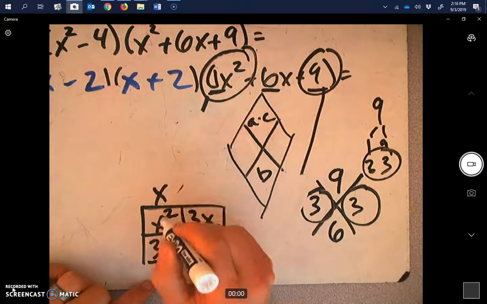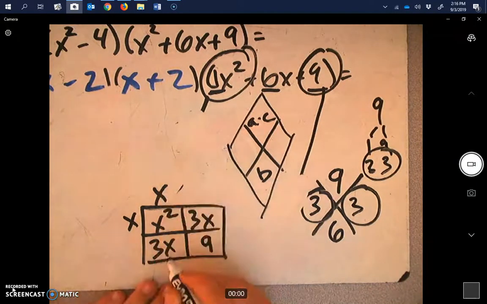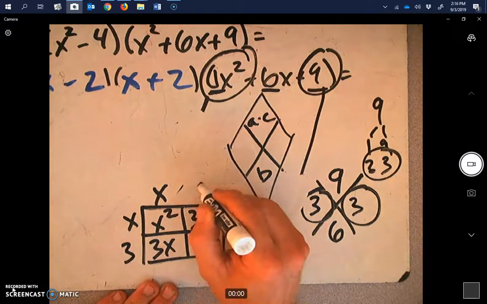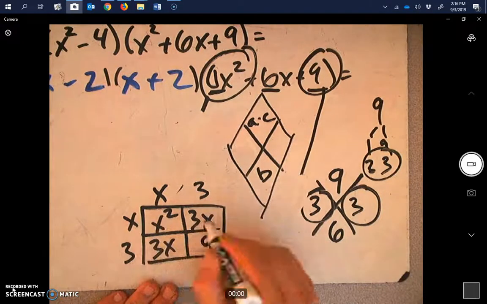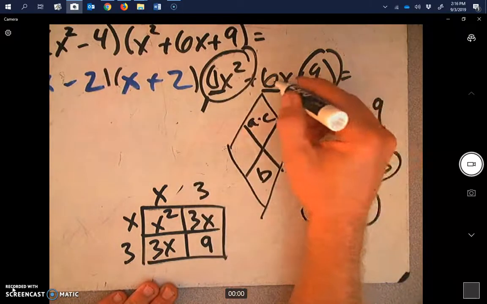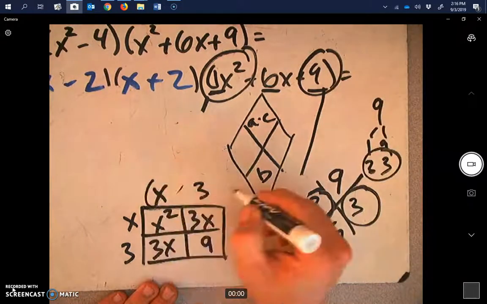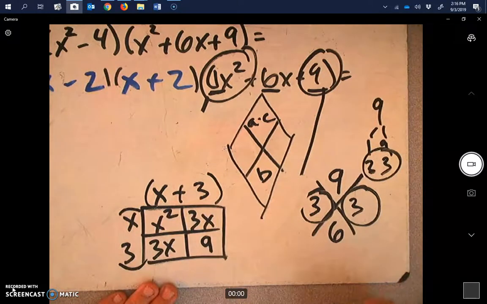So then x times what equals x squared? X. X times what equals 3x? 3. 3 times what equals 9? 3. And you check with the last one, 3 times x does equal 3x. So now we have factored x squared plus 6x plus 9. It's going to be x plus 3 times x plus 3.